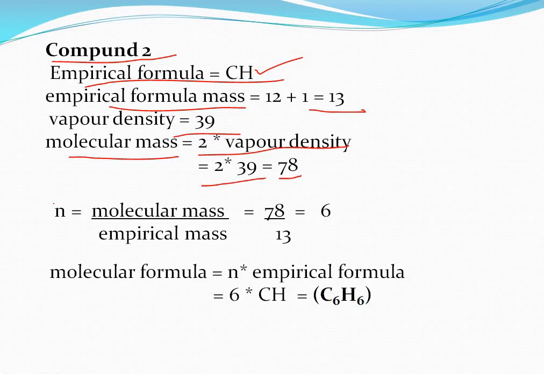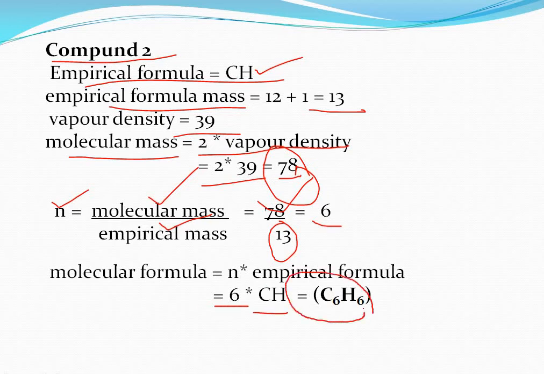Now we need to find the integer value of n. n equals molecular mass divided by empirical mass. The molecular mass we calculated from this equation is 78, and the empirical formula mass is 13, which we calculated from the empirical formula. So it equals 6. Now the molecular formula equals n into empirical formula, and this n value is 6 and the empirical formula is CH. So the compound is C6H6.